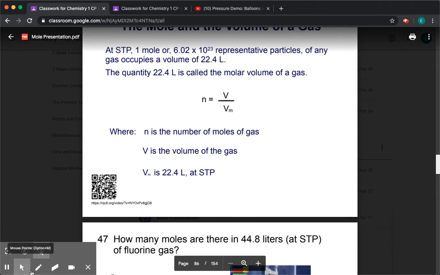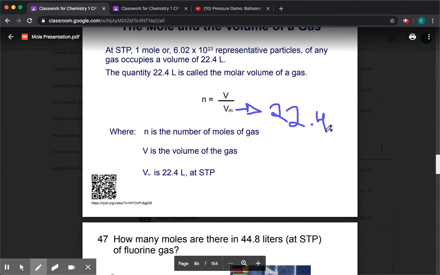So here's the new formula for today. If you want to go from moles to volume, this is the equation you use. Vm is always 22.4. That's what Vm is, just like how Na is Avogadro's number, and then the big M is molar mass. So what this is saying is that if you know the volume, you can divide it by the volume at STP and figure out how many moles of something you have. Okay, that's what this equation is for.